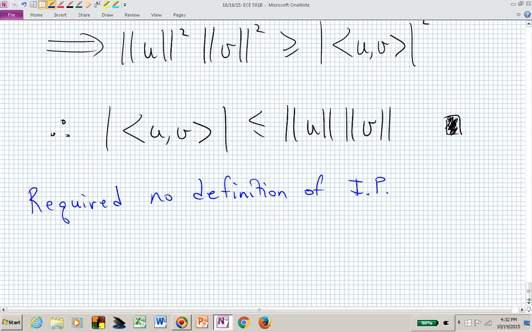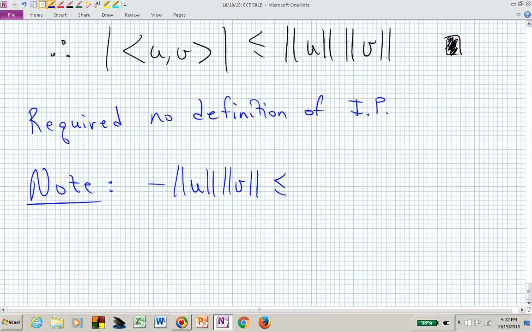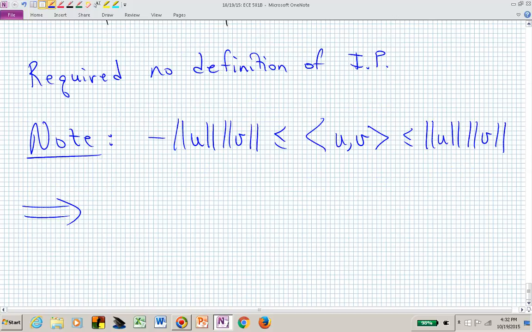Again, if we now play with this concept of an absolute value, then we know that minus the norm of u times the norm of v is less than or equal to the inner product of u with v, and that's less than or equal to the norm of u times the norm of v. That's coming just from the definition or the property of the absolute value. What if we now divide both sides, or all three terms, by the product of the norm of u and v?